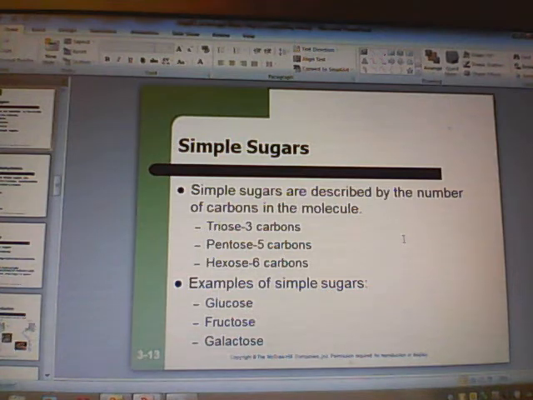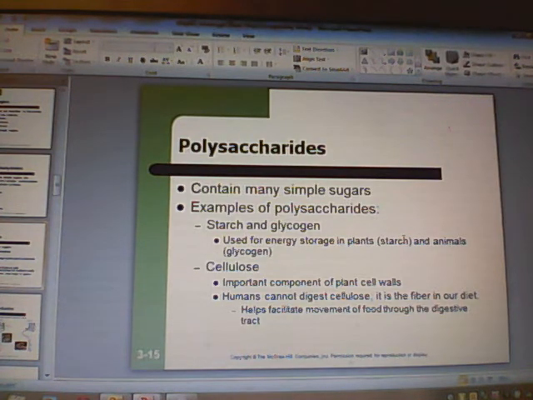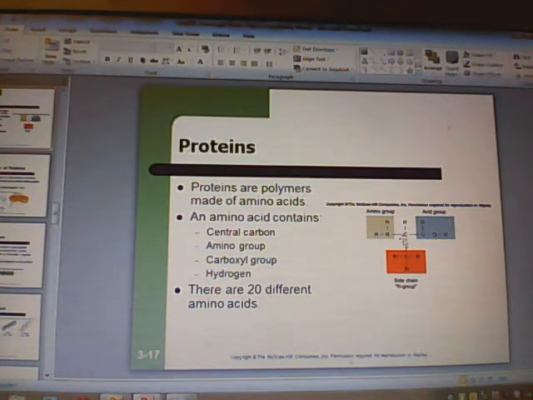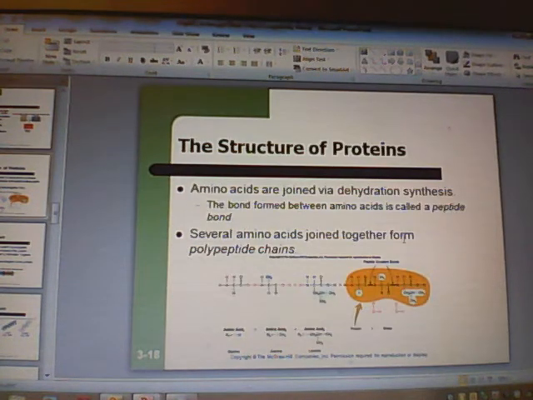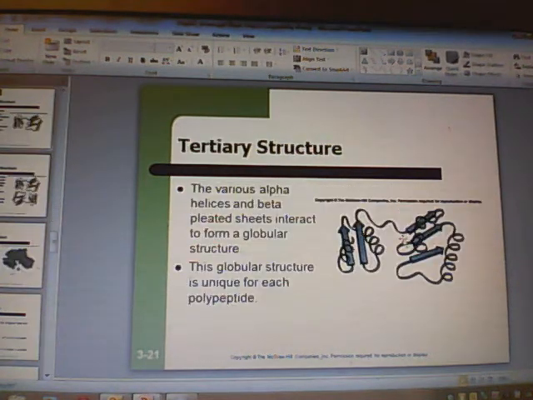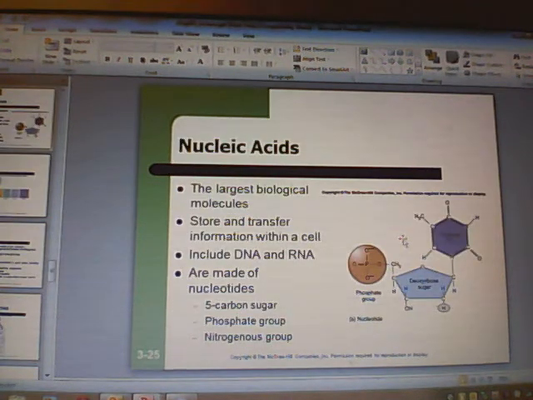So simple sugars, right, is what it started out as for carbohydrates, things like glucose, fructose, and galactose. Then we move to disaccharides and trisaccharides, and then the major or the large is called a polysaccharide. Complex carbohydrates. Proteins, knowing that they are made of amino acids, it's their monomer, and then a polypeptide would be the polymer, and knowing that they have 4 structures in proteins: primary, secondary, tertiary, and quaternary. And then there are different types of proteins.